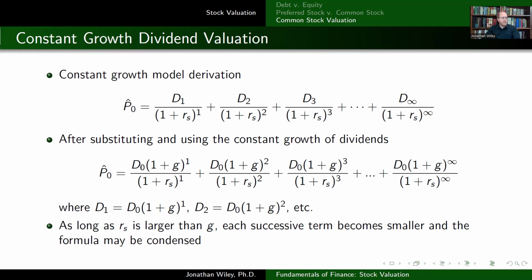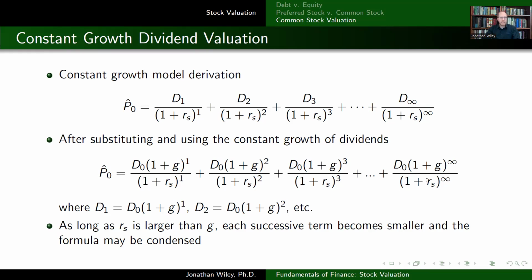And what I get is this: D0 times 1 plus G to the 1 over 1 plus RS to the 1. D0 times 1 plus G squared over 1 plus RS squared. D0 times 1 plus G to the third over 1 plus RS to the third, and so on and so forth. Now, if we step back and look at this, as long as RS, the required rate of return, is larger than G, the denominators of each of these successive terms will be growing faster than the numerators, which means each successive term gets progressively smaller.